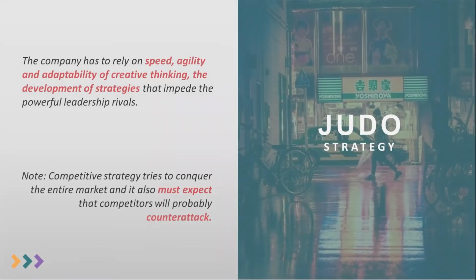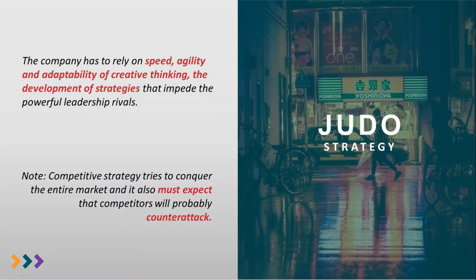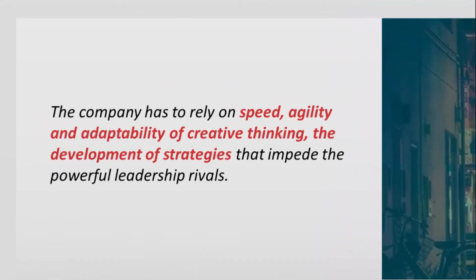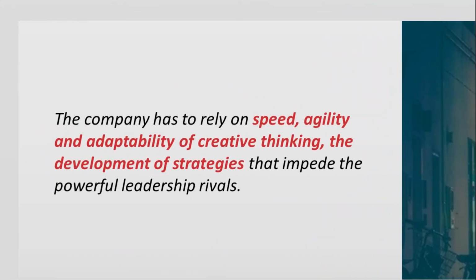The Judo strategy was proposed by Yoffie and Kwak as the result of their examination of why some companies manage to overcome their much stronger rivals. Under this strategy, the company has to rely on speed, agility, and adaptability of creative thinking. It involves developing strategies that impede the powerful leadership rivals, not allowing the competitors to use their full capacity.